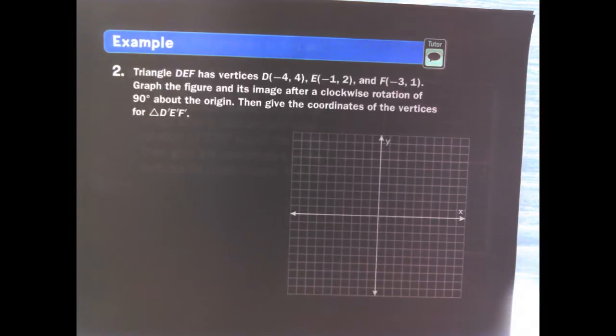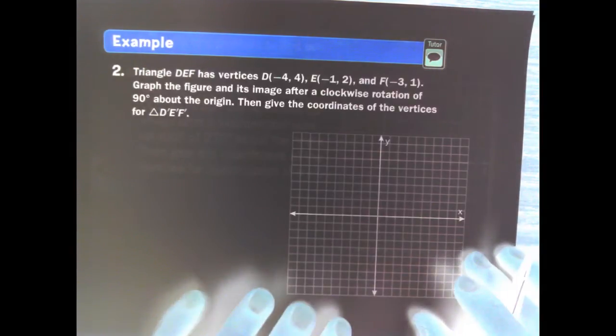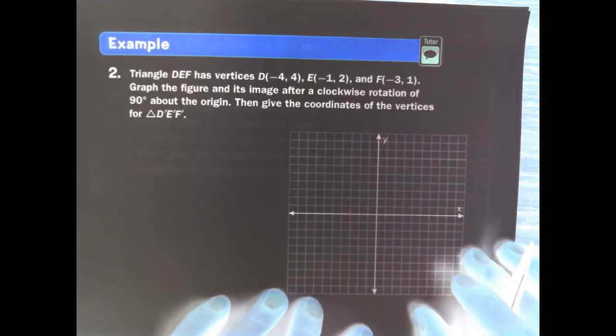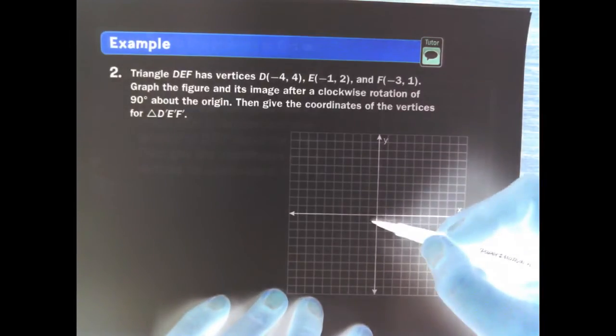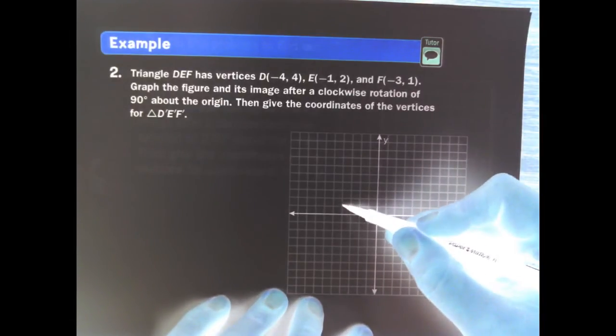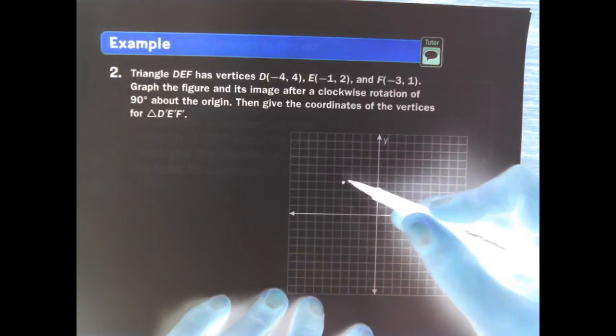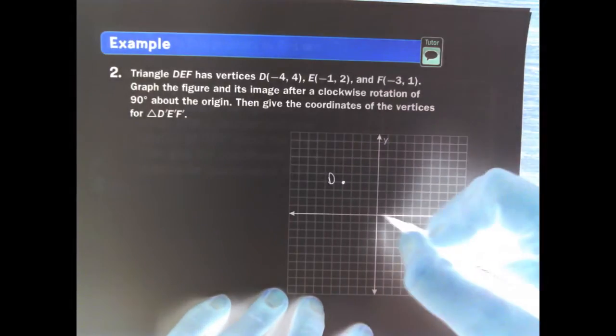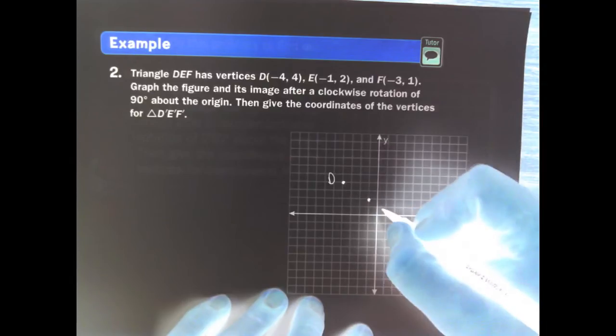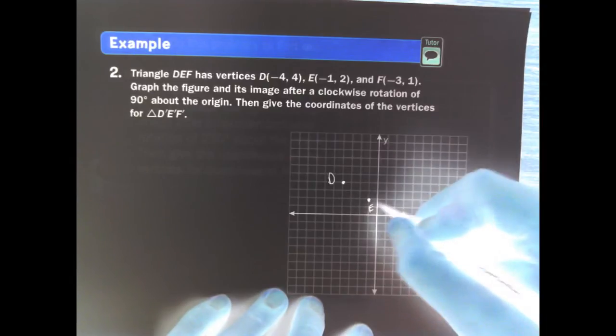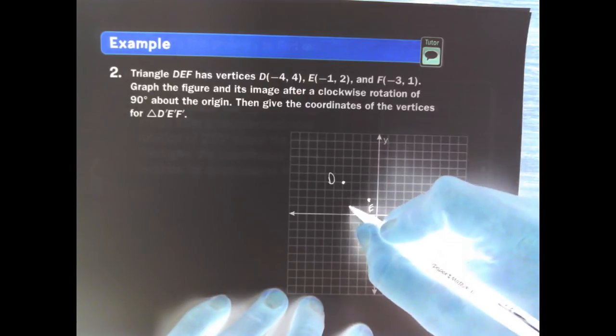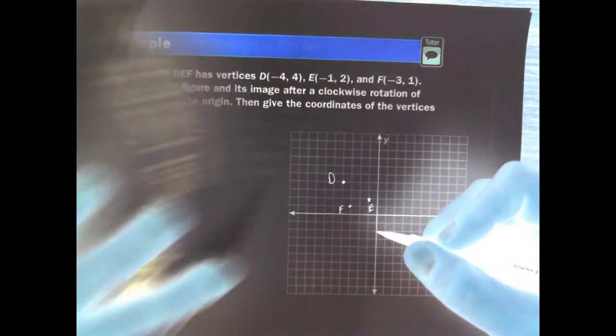Here's example 2. Triangle DEF has those vertices. Graph the figure and its image after a clockwise rotation of 90 degrees about the origin. Then give the coordinates of the vertices for triangle D prime, E prime, and F prime. So start by graphing just like always. D is negative 4, 4. E is negative 1, 2. And F is negative 3, 1. So here is my triangle.